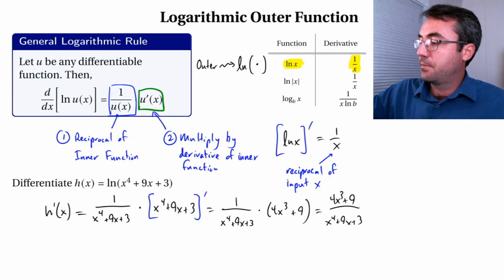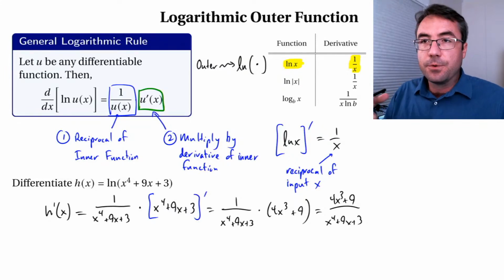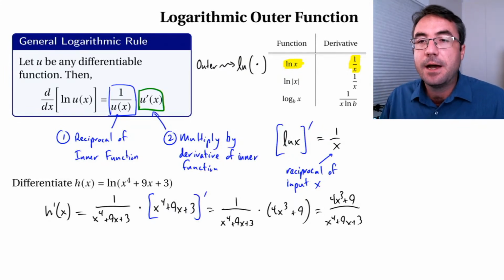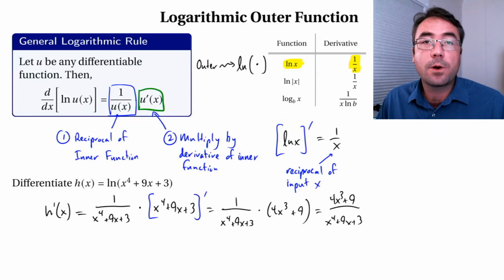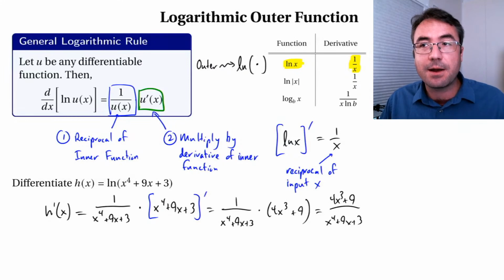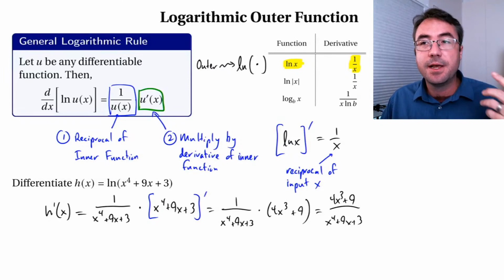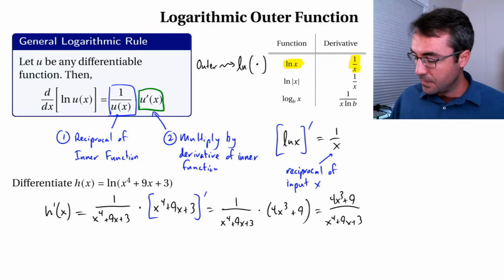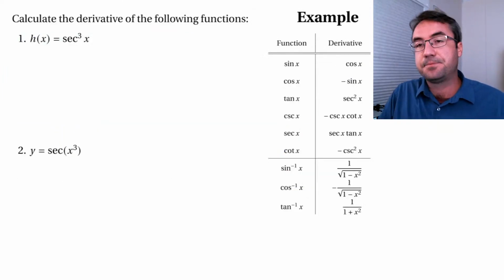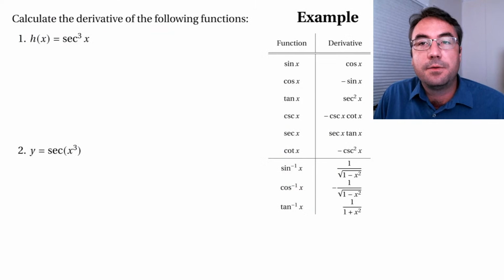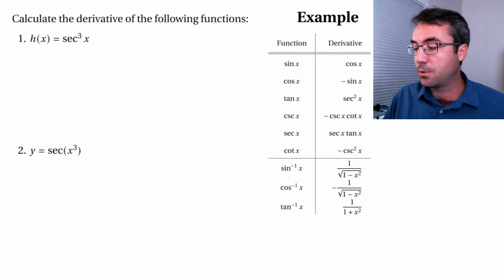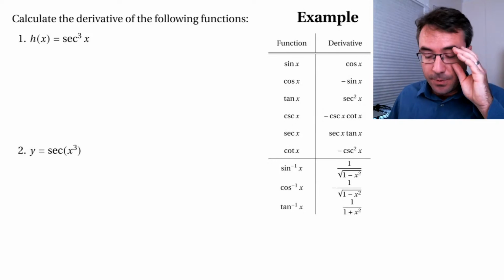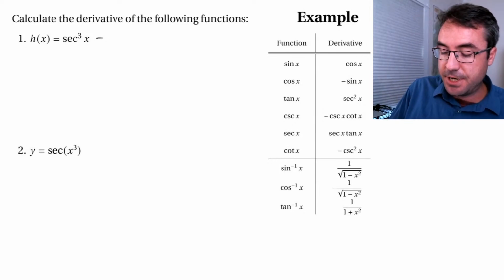All right, so that's really all the different rules we're going to be looking at. So let's just practice some more examples to be able to identify what's our outer function, what's our inner function, and what's the general process that we're going to use. So let's look at first the function secant cubed x, or secant x cubed.